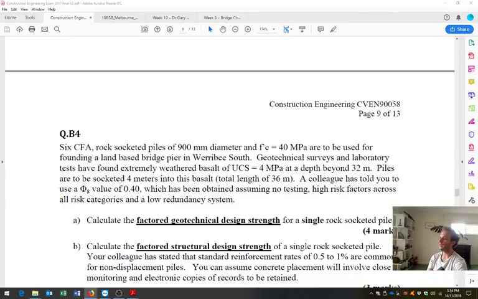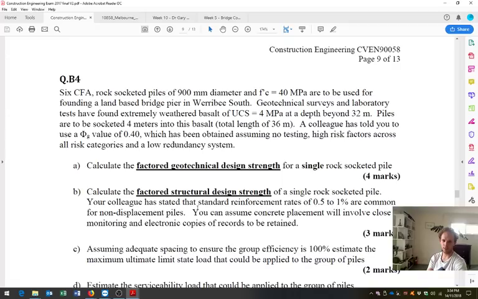Yeah. Okay. Yes, you're using partially reinforced equation because you cannot get the steel reinforcement below the sort of 25 meters tops. So for that reason, we'd have to use partially reinforced. That's why the question was stated in the way that it said your colleague has stated that standard reinforcement rates of 0.5 to 1% are common. So I didn't say we're using this reinforcement throughout, and that's why you're using partially reinforced. That was a tricky question that year for sure.